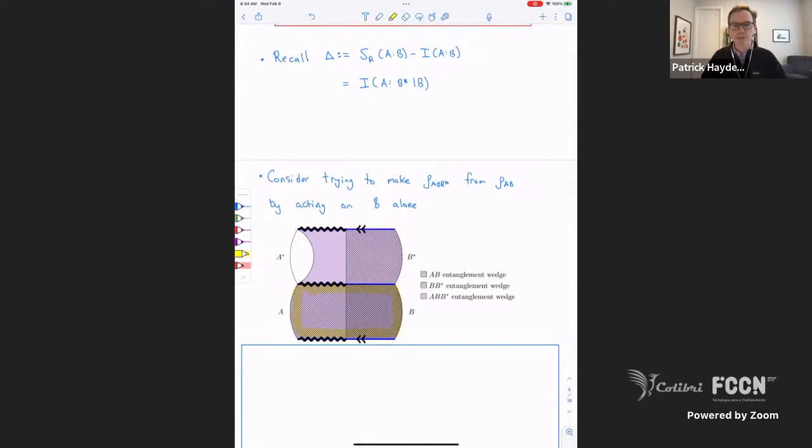How well could we do? Well, somebody who had access to B, the B part of the AB state, could just throw away the state entirely and then make the B star state. In a Markov process, it's always an option to just throw everything away and start over again. You're not going to get the correlations with A correct, but you'll get the correlations between B and B star correct.